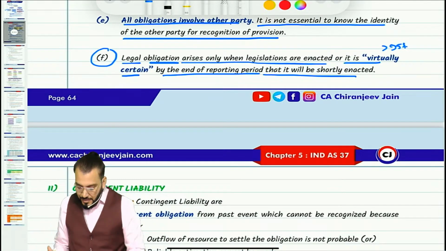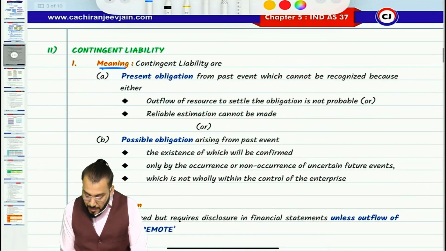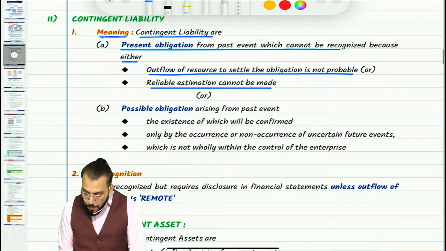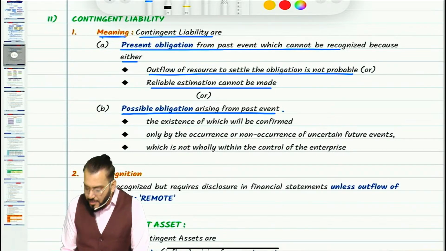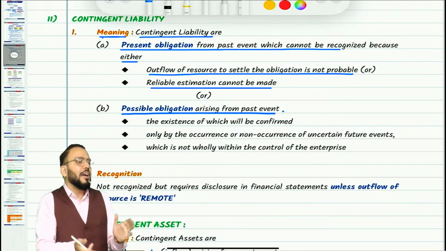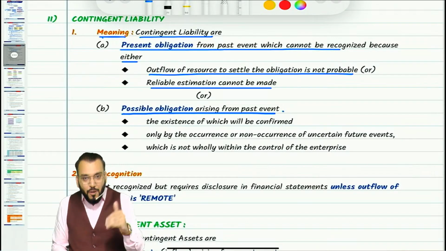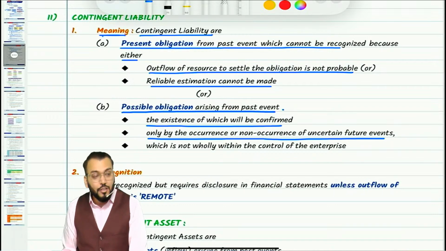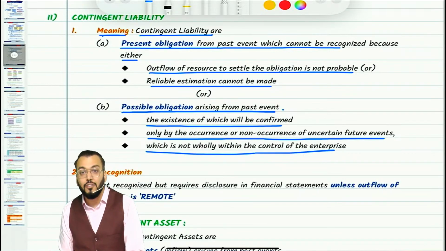Understood? So what is given? Contingent liabilities are present obligations from past event which cannot be recognized because either outflow of resource to settle the obligation is not probable or reliable estimation cannot be made. Or what? Or it is a possible obligation arising from past event. Done. If you write down this much in exam, done. But if you want to write the entire definition: possible obligations arising from past event, the existence of which will be confirmed only by the occurrence or non-occurrence of uncertain future event, which is not wholly within the control of entity.